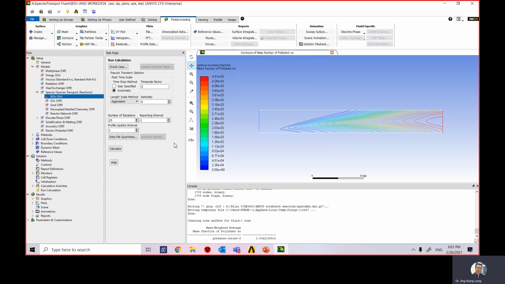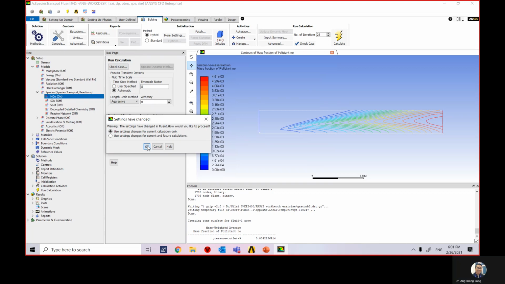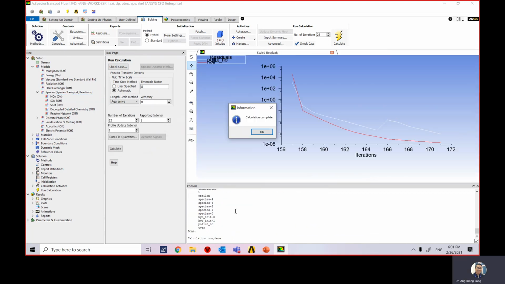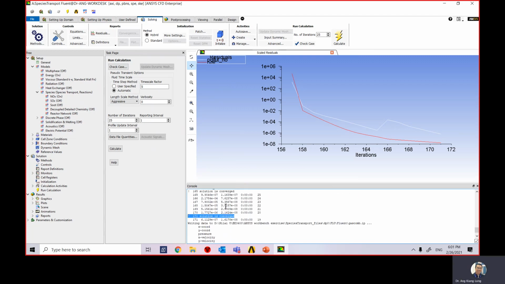Close. So now we only look at thermal, and then we run the simulation again. Go to solving, advanced, run calculation, advanced, and then we run 25 iterations again and calculate. Complete, and then you go in the console here, check that it is already converged. So just now we converged at 165. 165 to 171 is about 6 iterations. So it reached convergence in 6 iterations.